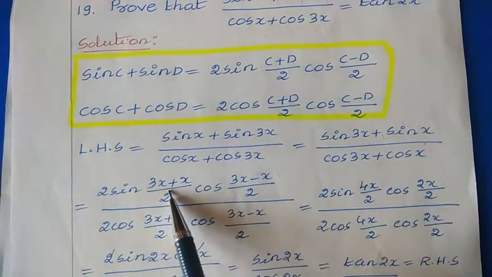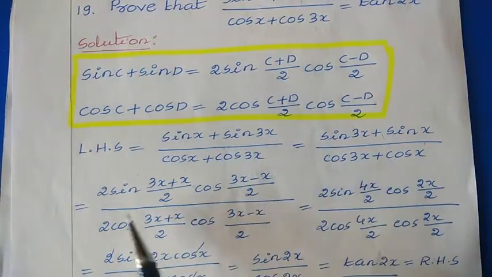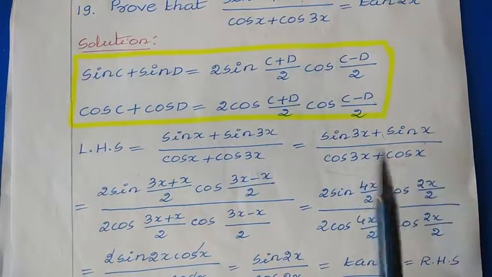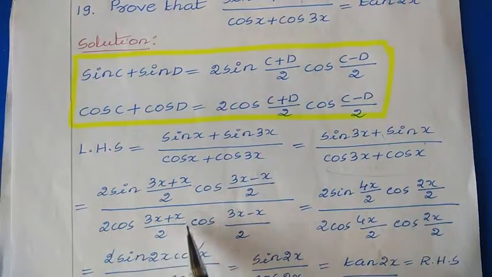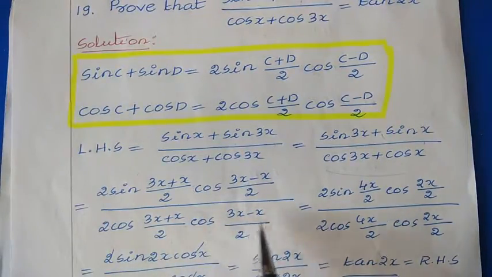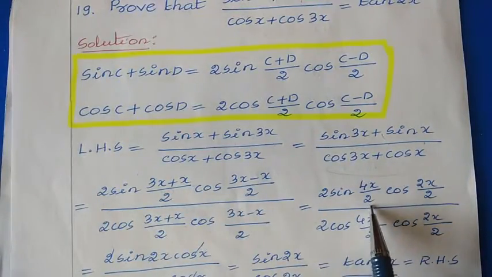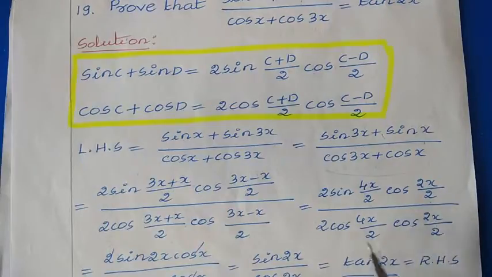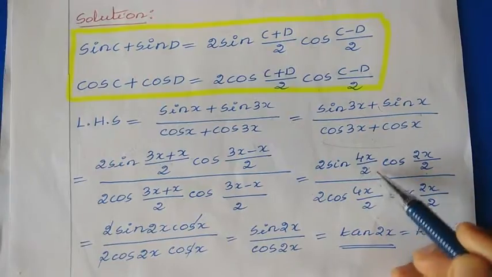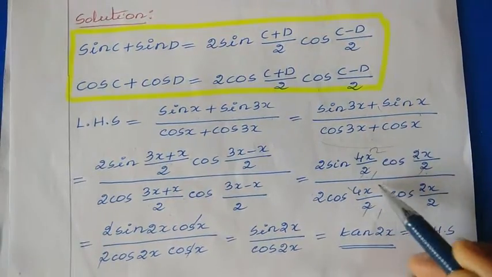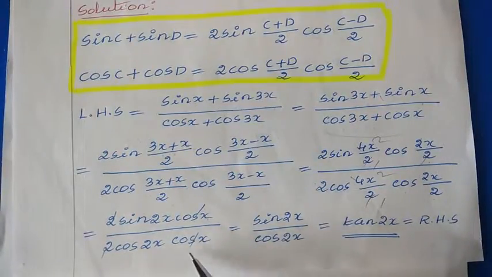So first apply the formula for this. So 2 sin((3x plus x)/2) cos((3x minus x)/2) divided by, for this apply this formula, 2 cos((3x plus x)/2) cos((3x minus x)/2). So now this becomes 2 sin(4x/2) cos(2x/2) divided by 2 cos(4x/2) into cos(2x/2). So here we can cancel the values. So after cancellation we get 2 sin 2x into cos x divided by 2 cos 2x into cos x.